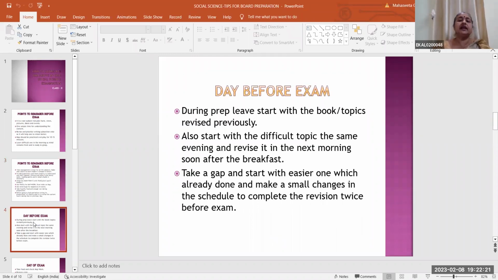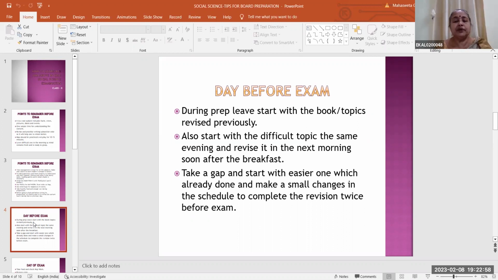Now let us come to the day before the exam. On 13th, I have checked the timetable. There is a skill subject, that is AI, CA, and IT. That will be only 2 hours. At 12:30, the exam gets over. You are reaching home by 1 or 1:15. Take enough rest. At 4 o'clock, wake up, take food, and start learning. I have written: during prep leave, start with the books or topics revised previously. You have already revised these 34 days. Now you are ready for just revision of the lessons.